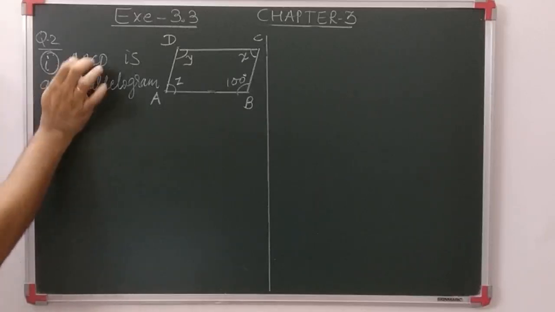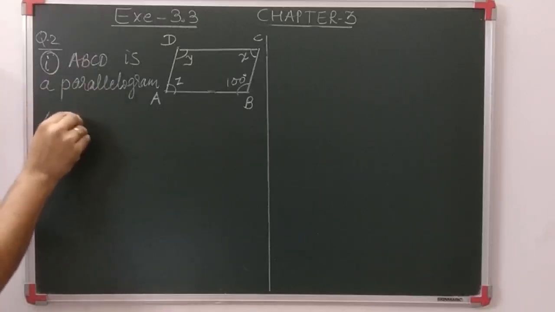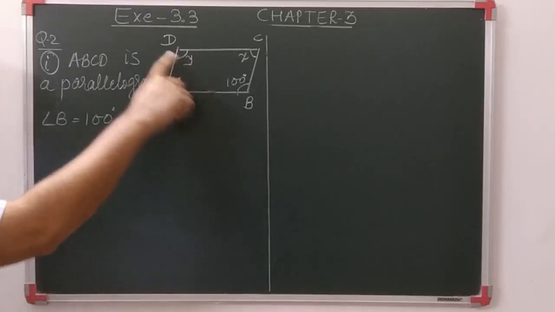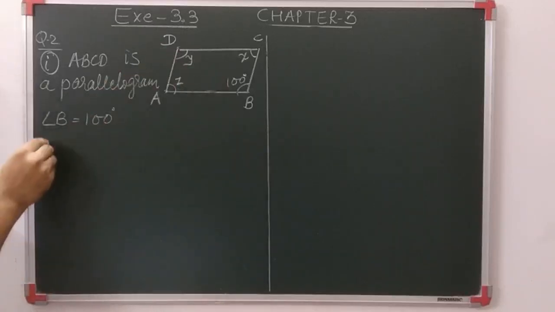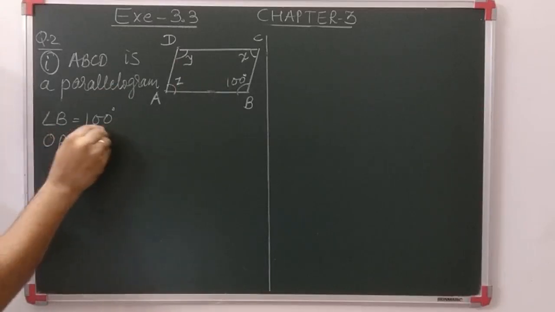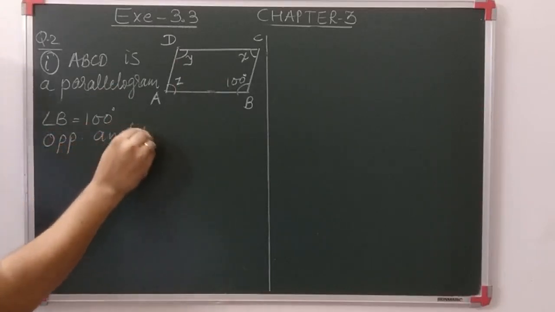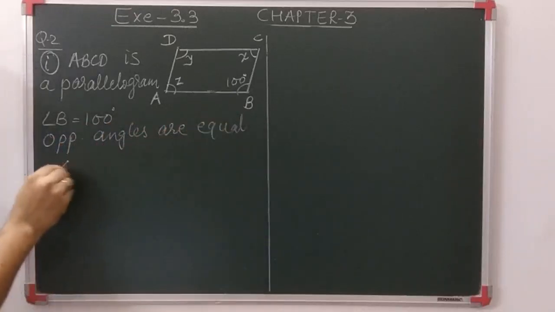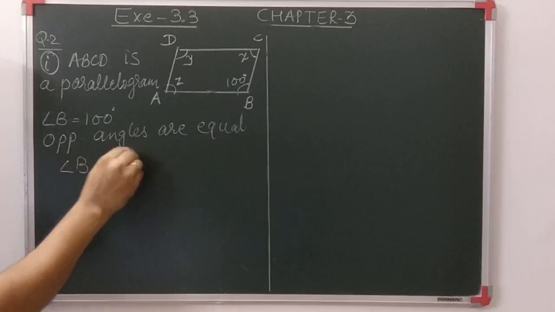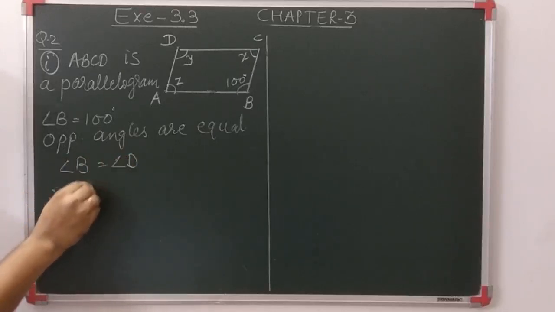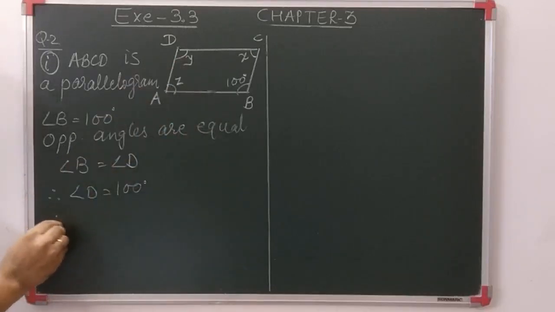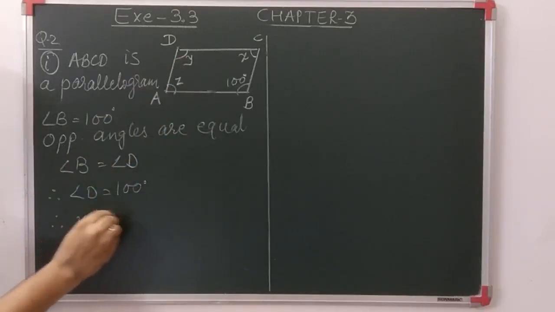One of the angles, that is measure angle B, is given, that is 100 degrees. As we discussed, one of the characteristics is that the pair of opposite angles are equal. So the opposite angle of angle B is D. So angle B and angle D are the same. Therefore angle D is also 100 degrees. Angle D is Y. Therefore Y is equal to 100 degrees.